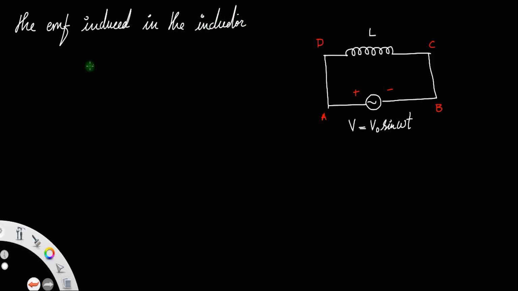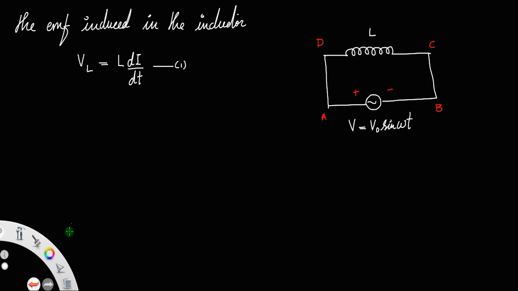Let's represent that as VL is equal to L di by dt. We actually have to derive this expression, but in this derivation we just take VL is equal to L di by dt. We can derive the expression in a later video. Now let's consider the EMF induced across the inductor is L di by dt. Let's call that equation number 1.